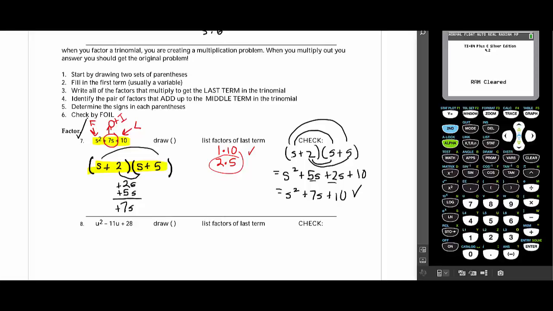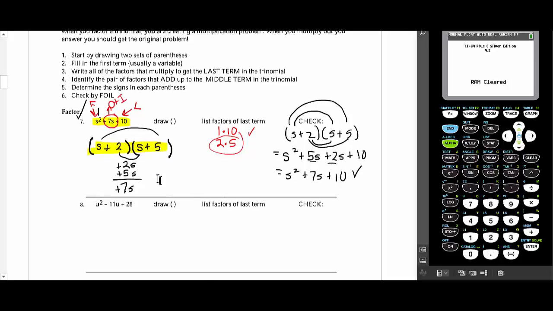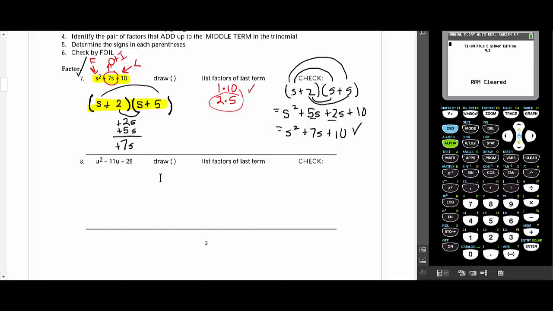Okay? All right? Now, they're a little harder when you have negatives in it, but it's still the same basic idea, okay? So what I'm going to do with this one, again, let's just start by drawing 2 parentheses. And the first term is going to be u squared. So that's easy. That just means that's got to be u times u. That's all that can be. Okay, then the last term is going to have to be 28. And then the negative 11u is the outer and inner added together, okay? So again, you can do this totally in your head. Your goal is just to do it totally in your head and not have to write anything on your paper except the answer.